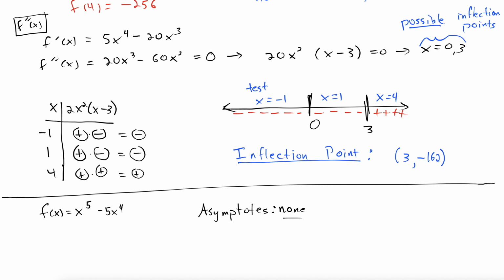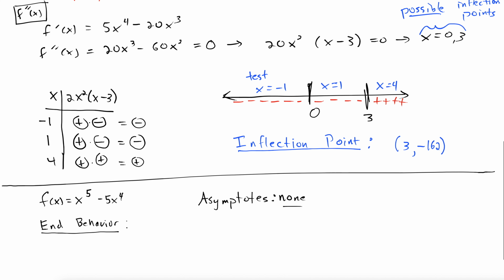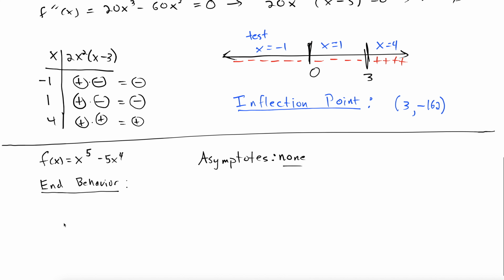Okay, end behavior, we are looking for the limits as x goes to infinity and negative infinity. So we have the limit as x goes to infinity of x to the 5th minus 5x to the 4th. There we're really just looking at the leading term. And as that gets bigger and bigger and bigger, this is going to go off to infinity. So we have infinity off to the right of this function.